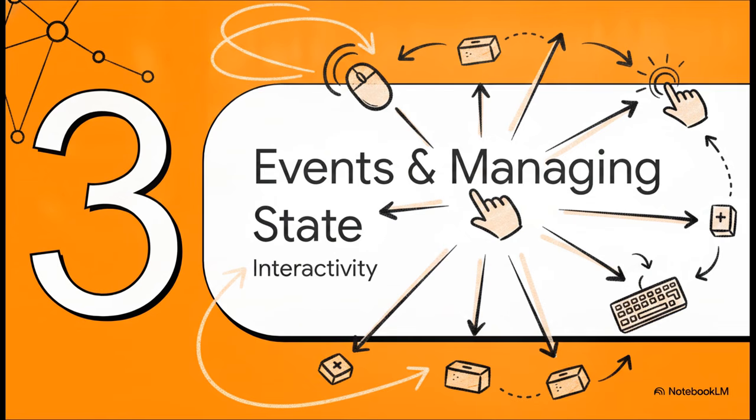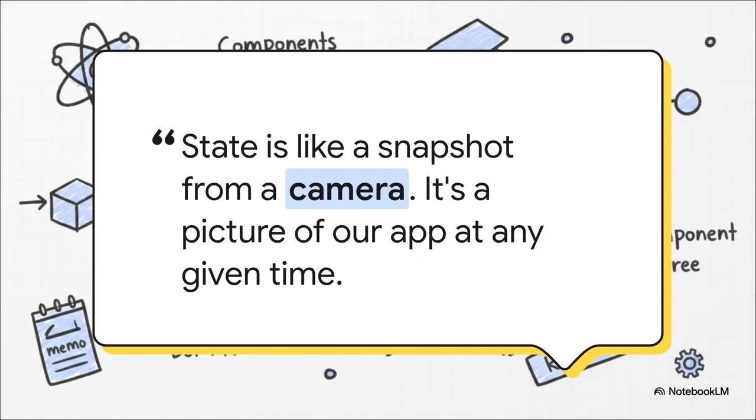Right, now that we have our structure and understand how it renders, we need to breathe some life into it. Moving on to Section 3, Events and Managing State. We need to handle user events like clicks, mouse movements, and key presses. There's a quote that completely changed how I look at React. It goes, "State is like a snapshot from a camera. It's a picture of our app at any given time." This is absolutely fundamental to grasp.